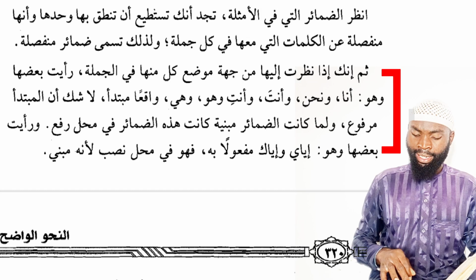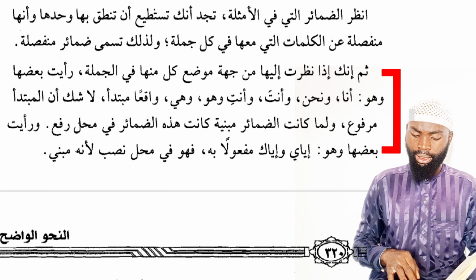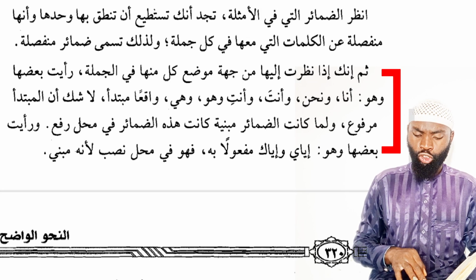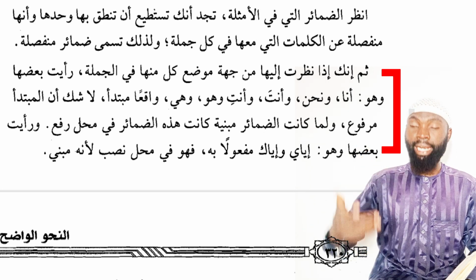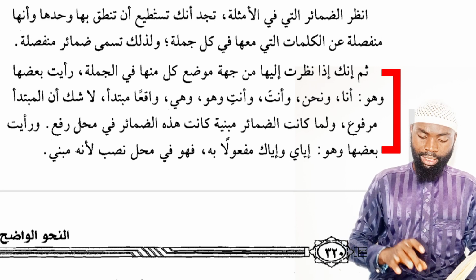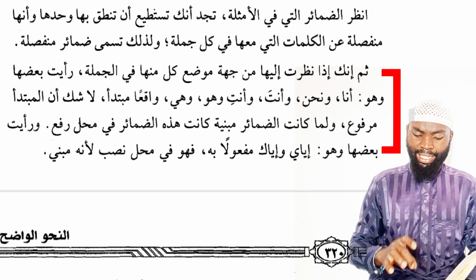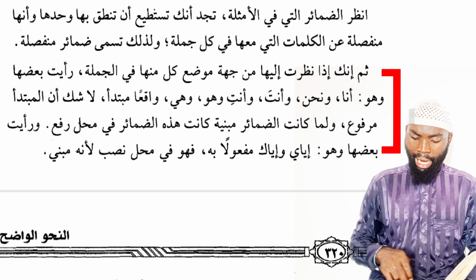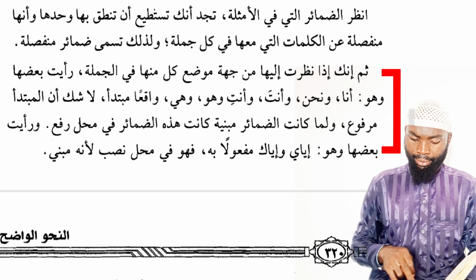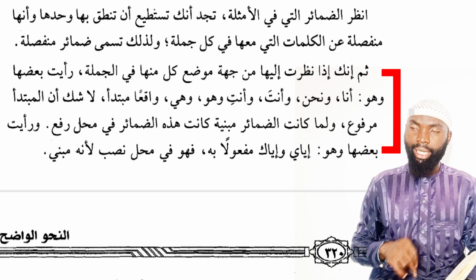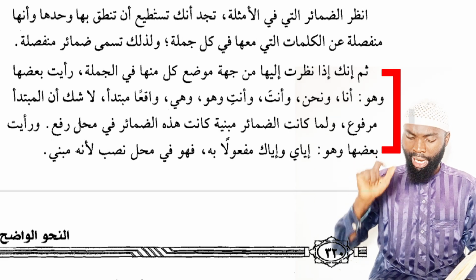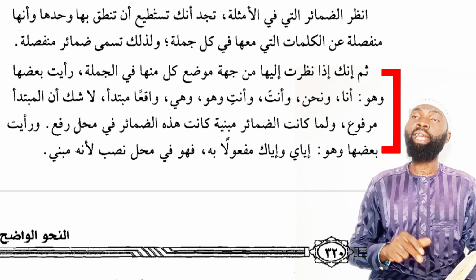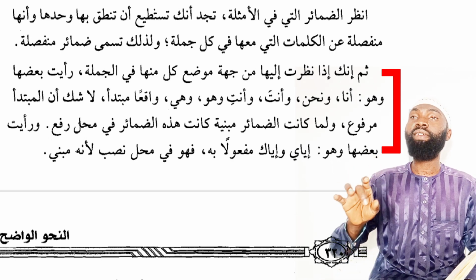ثم إنك إذا نظرت إليها من جهة موضع كل منها في الجملة رأيت بعضها. Then if you cast a glance at them again, you will find that some of them are used in these positions: وهو أنا وأنت. These ones are ana, I, nahnu, anta, anti, huwa, and hiya. Waqi'an mubtada'an. These words are serving as the nominal noun. They can begin a sentence.